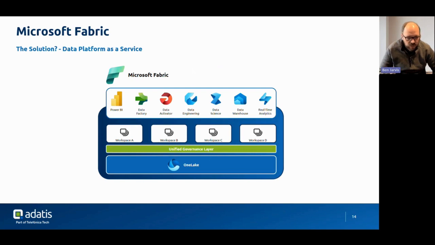So Microsoft Fabric aims to solve some of these problems by bringing all of the tools we know and love from the data platform point of view into a single SaaS platform. So this platform includes tools such as Power BI, Data Factory, Spark, Kusto, and SQL. And all of these are packaged up into a single SaaS platform.